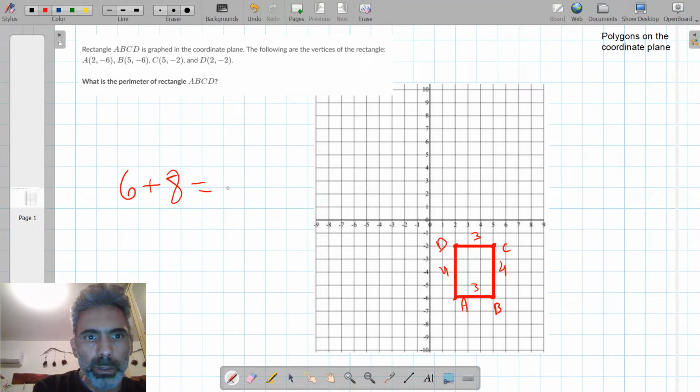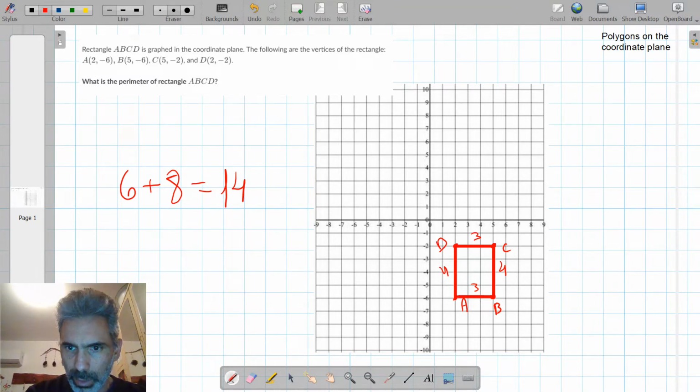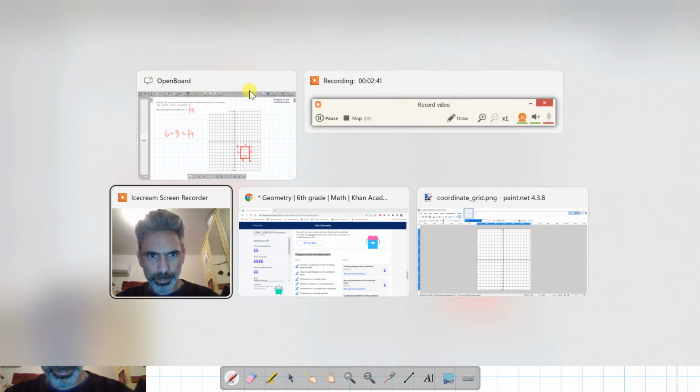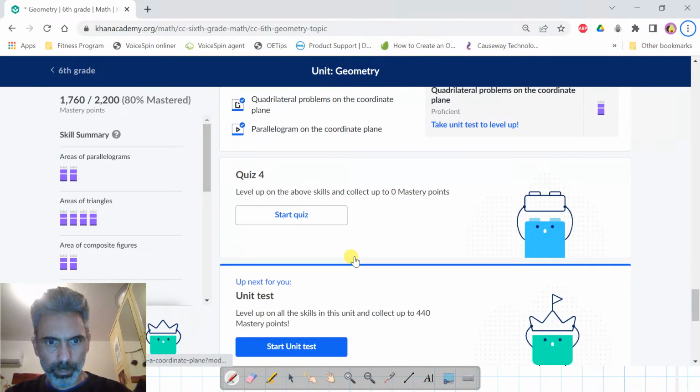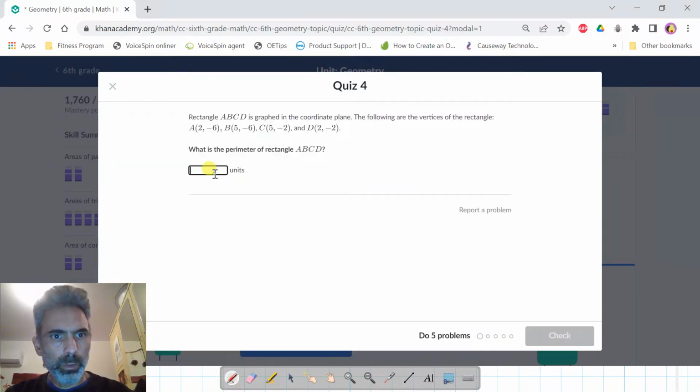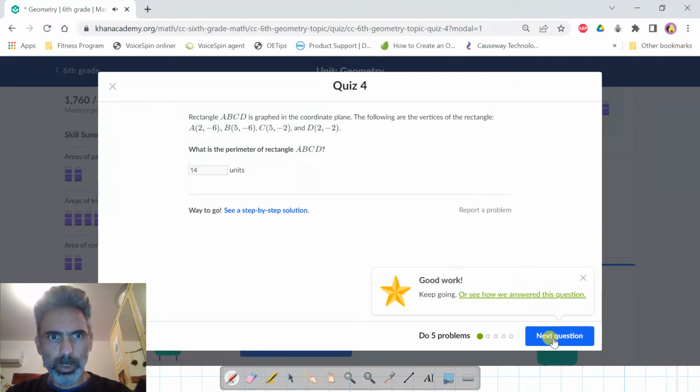Okay, so we have 2 times 3, which is 6, plus 2 times 4, which is 8. So the perimeter in total is 14. Okay, 6 and 8. So the perimeter of rectangle ABCD is 14 units. Good.